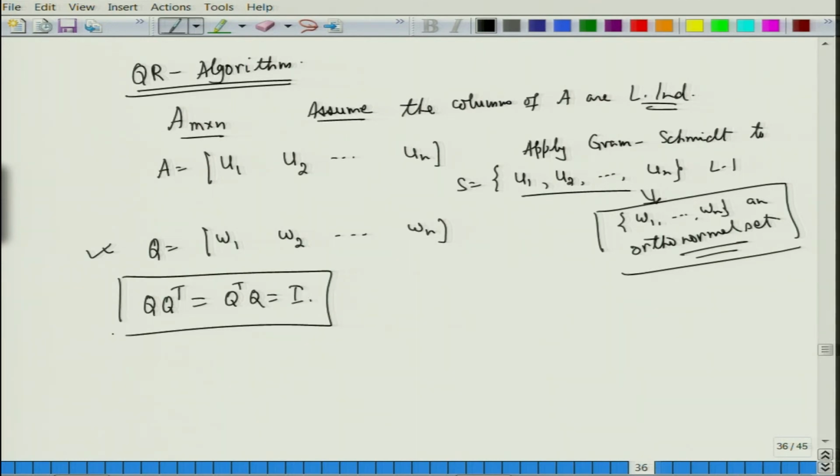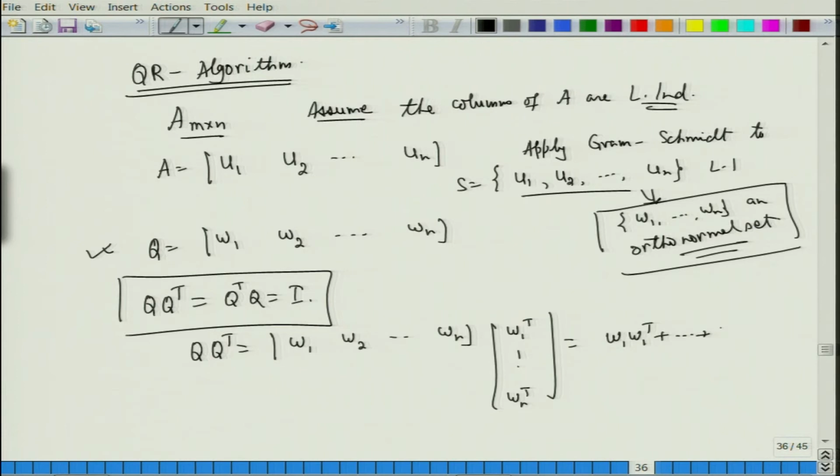Why? Can you think about it? If you compute Q times Q transpose, look at this, you get W1, W2, up to Wn, these are the column vectors, and I now have W1 transpose till Wn transpose. So on one side this gives me W1 W1 transpose plus so on plus Wn Wn transpose.